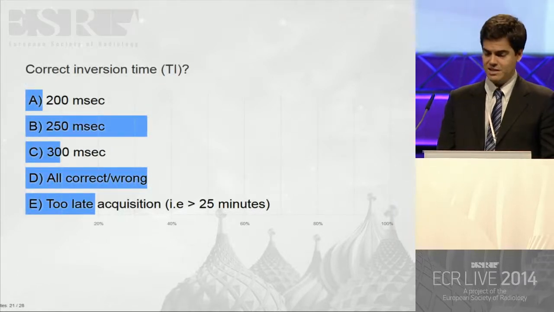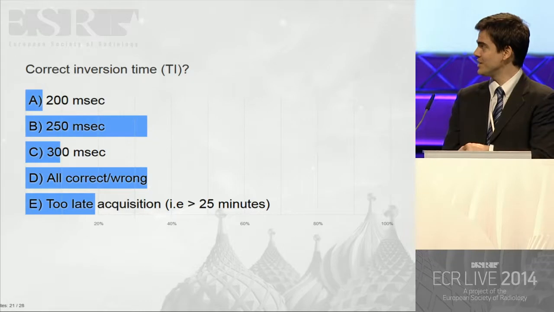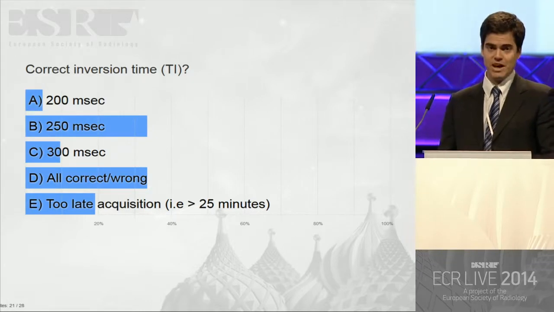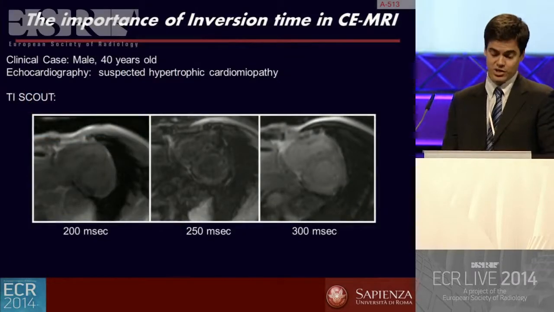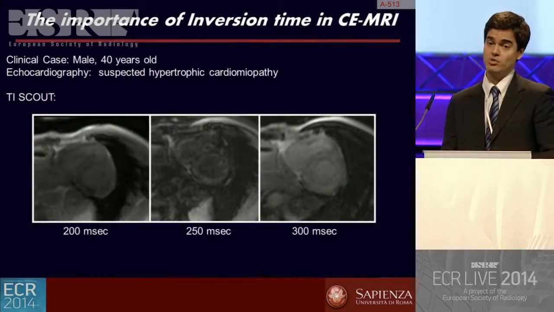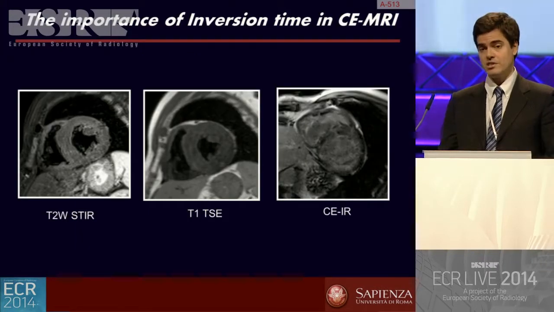Okay, the balance is between 250 and all correct wrong. Honestly speaking, if I had to judge an image with this inversion time, I wouldn't be happy. So probably there is something wrong. We didn't do a late acquisition in this patient, so there is something wrong related to the pathology of the patient. So I'm showing you two different phases of the same pathology.